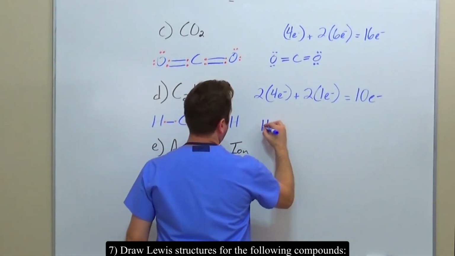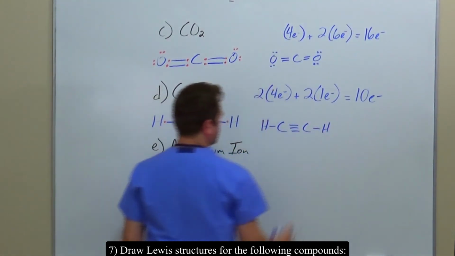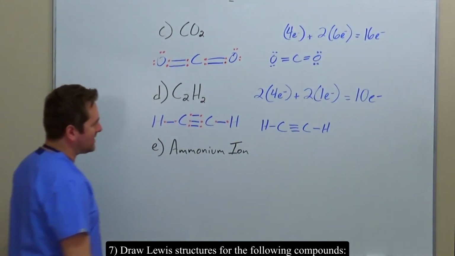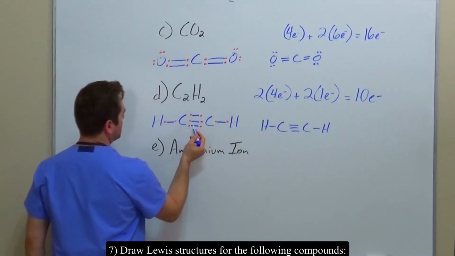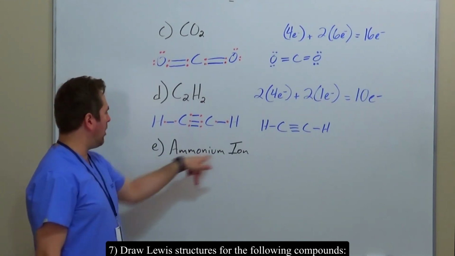I'll show you the cleaned up version of it. Boom, there it is. And that little structure is complete. Again, 10 electrons, 2, 4, 6, 8, 10. Yes, sir, it's done. Ammonium ion for letter E.